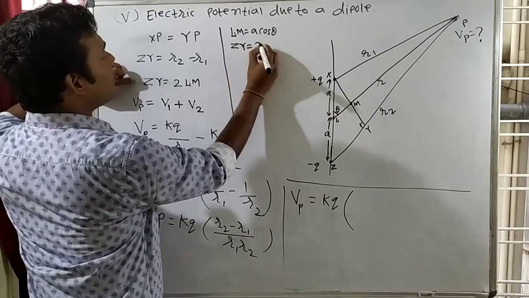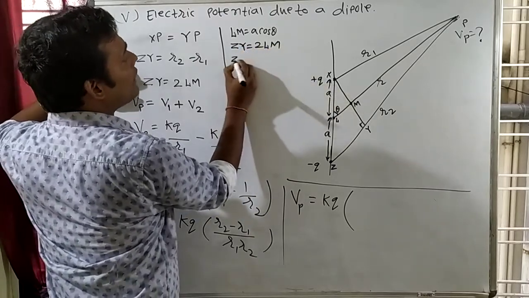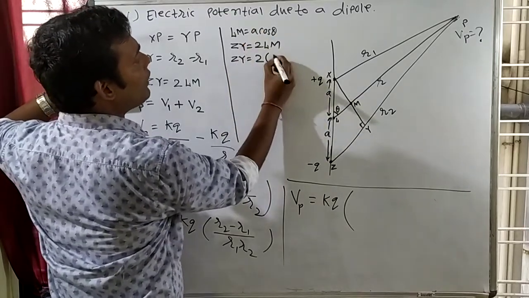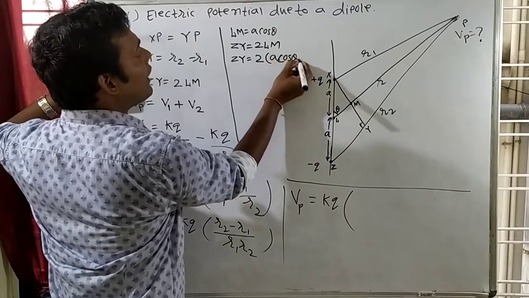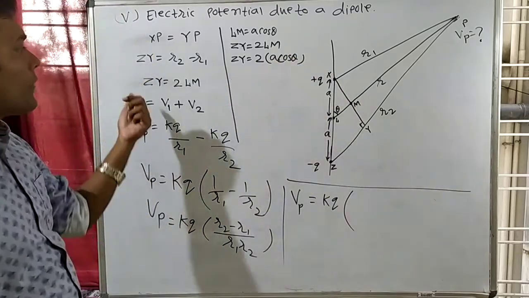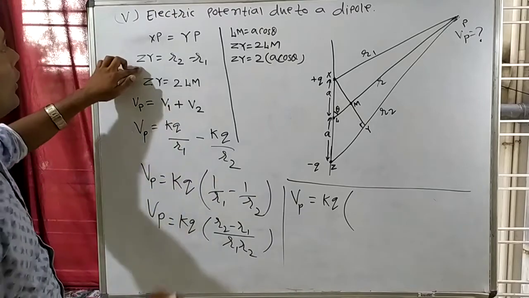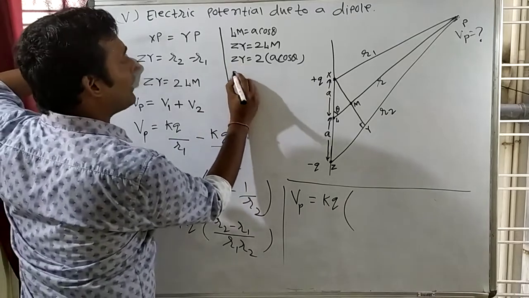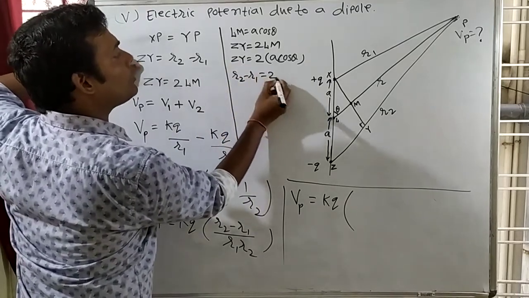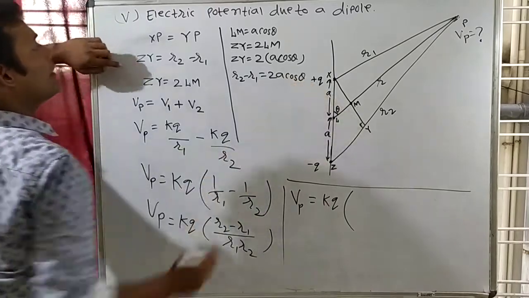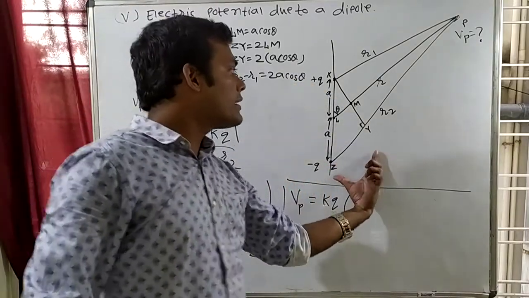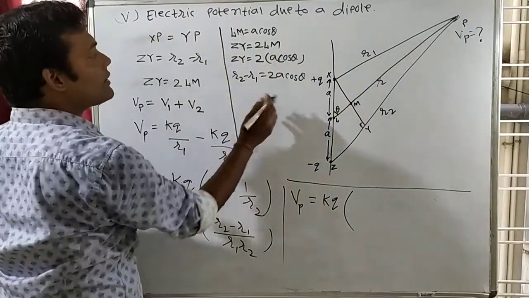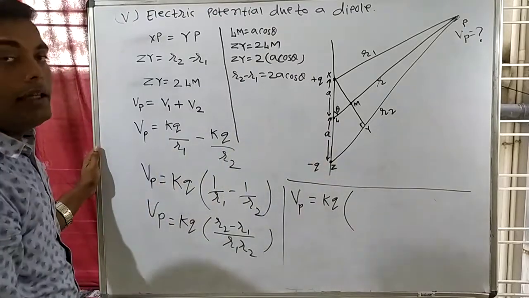So LM is A cos theta, and we know that ZY is twice of LM. What do we know? ZY is twice of LM. So can we write that ZY is equal to twice of LM, which is how much? A cos theta. So in place of LM we will write A cos theta. ZY is R2 minus R1. So in place of ZY, can we write R2 minus R1 is equal to 2A cos theta? See from here, ZY is R2 minus R1, because this distance is complete minus this is equal to this. So ZY, which is R2 minus R1, is equal to 2A cos theta. Clear?